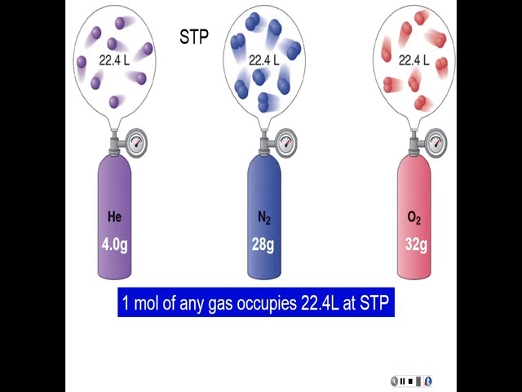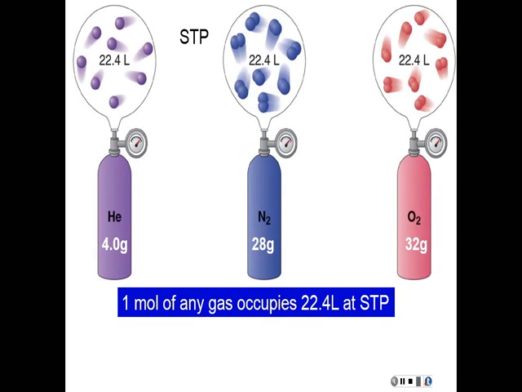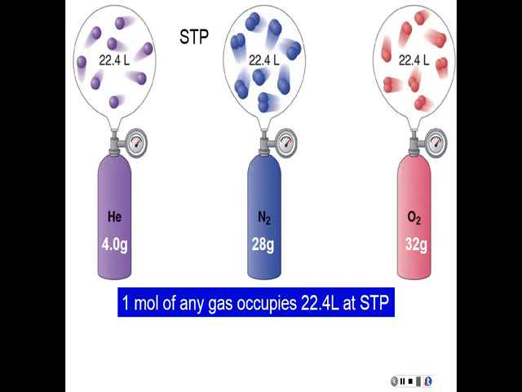So now we have a link between the mass of the gas and its volume, but this is only at STP. If the temperature and the pressure were different, the 22.4 liters would be different. So if we had a warmer temperature, we might have like 24 liters, something like that. But we can use the 22.4 liters and the fact that we have 1 mole of a gas at STP to answer some simple questions. So let's take a look at a few of those.